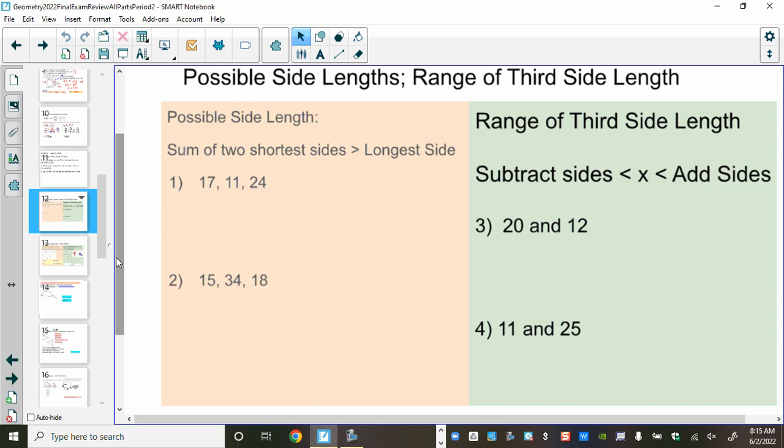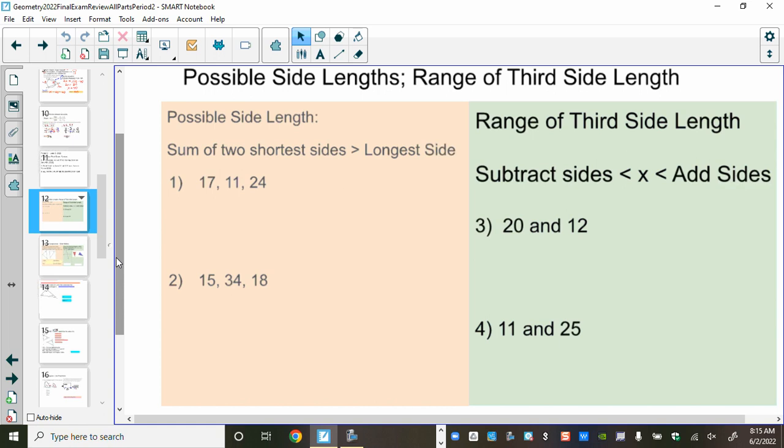So basically what's going to happen on two of your problems. On one problem, I'm going to ask you: given three numbers, can they be a triangle? And if they are, you can tell me why. The reason being, take your two shorter sides and add them up. If the sum is bigger than the longest side, it works.